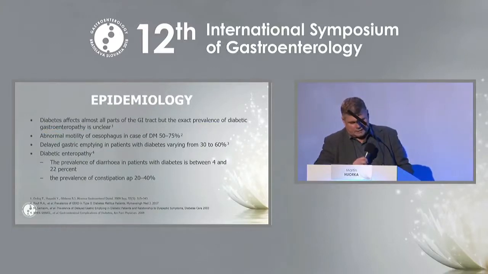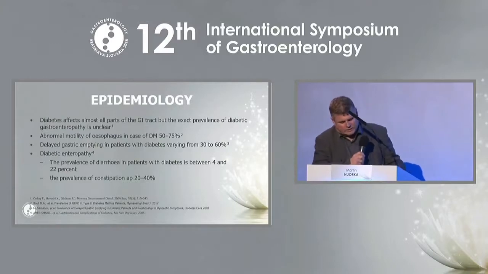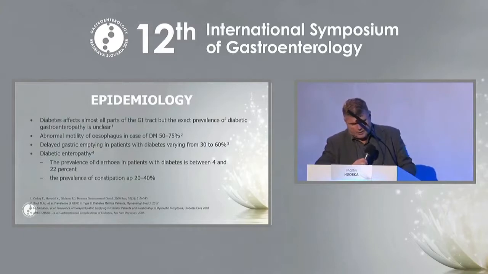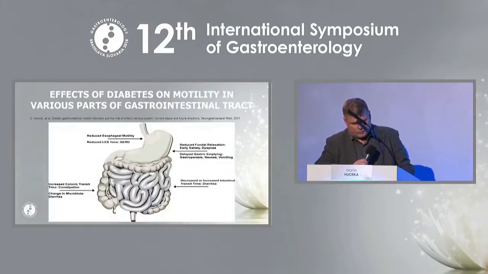Epidemiology is unclear, but we can say that abnormal motility is reported in diabetes mellitus in 50 to 75%, and delayed gastric emptying varies from 30 to 60%. Enteropathy means decreased or increased colonic transit time with diarrhea or constipation. Diarrhea is from 4 to 22%, and the prevalence of constipation is approximately 20 to 40%.